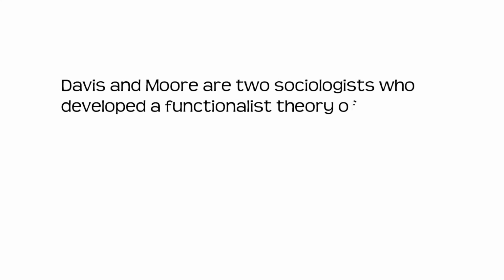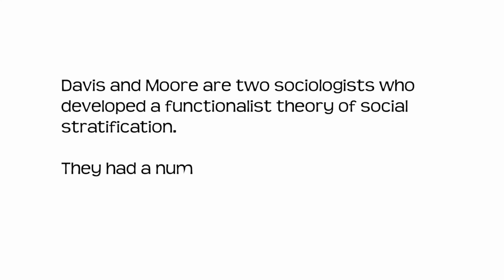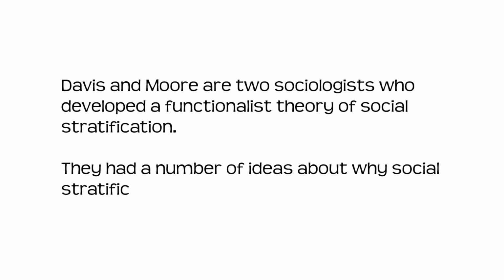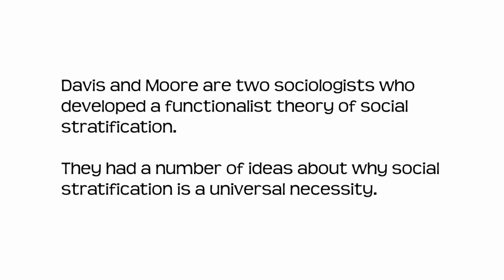Davis and Moore are two sociologists who developed a functionalist theory of social stratification. They had a number of ideas about why social stratification is a universal necessity.